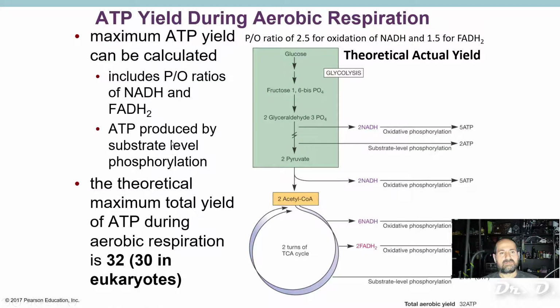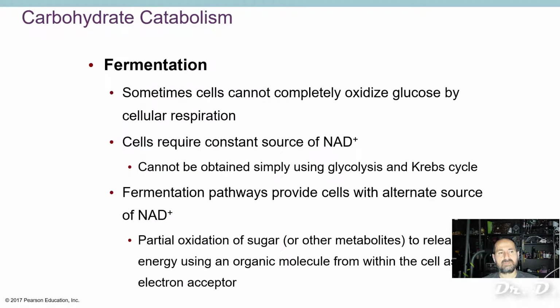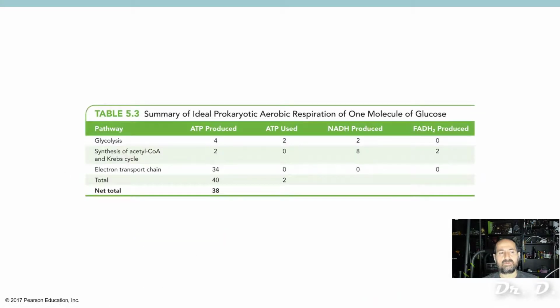Now, last concept for part 1 of this chapter 5 video, and that is the concept of fermentation. I want you to understand fermentation. Fermentation is an anaerobic process that occurs when you don't have enough terminal electron acceptor. I want you to know that fermentation occurs when you run out of terminal electron acceptor.